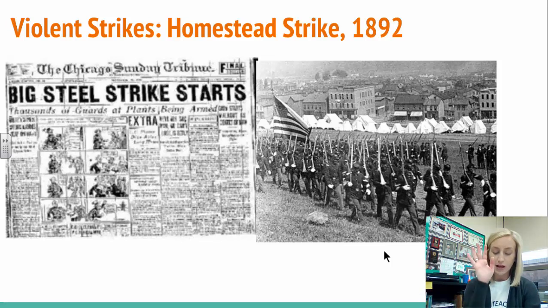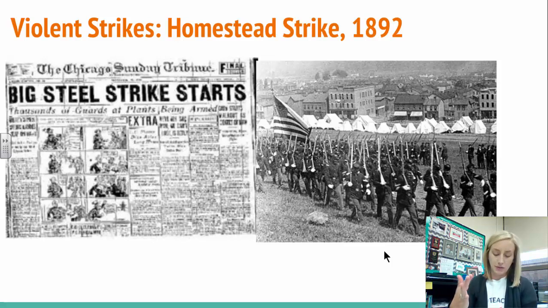But when they do that, Frick locks them out. And he sends in Pinkertons. Pinkertons are a private security agency, and they actually replace the workers. So the work is still being done without the people who are striking, advocating for better working conditions and pay. So violent fighting ensues between the Pinkertons and the workers.